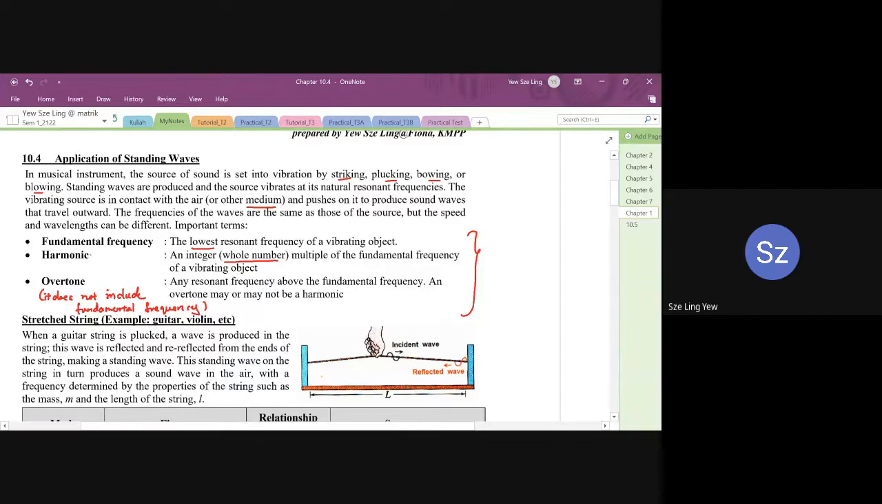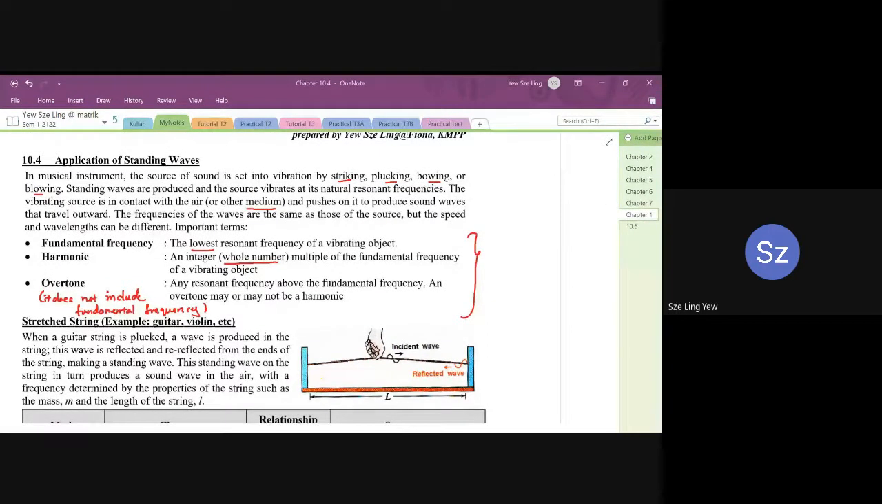I'll give you some time, maybe 3 minutes, to write down these three definitions. It's very important. You need to understand the meaning. Write it down in your notes so that you can always see it and make sure you understand the difference.